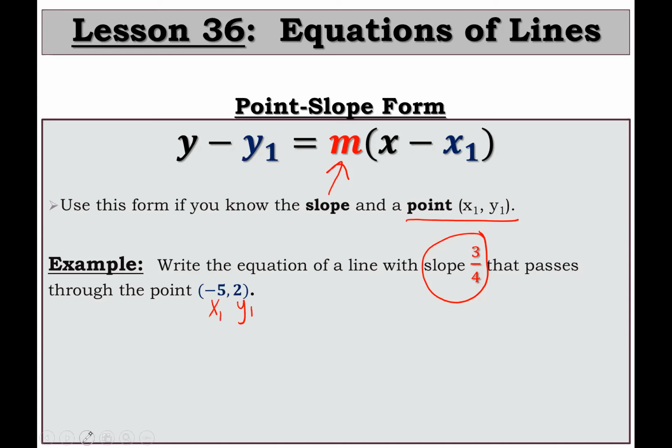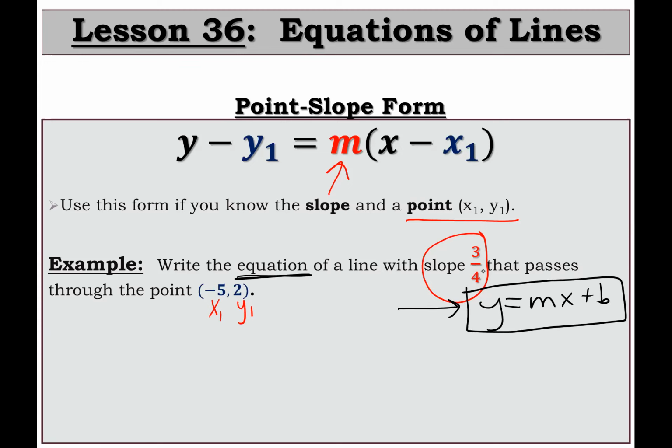Now we're going to plug in numbers for m as well as x1 and y1. x and y get left alone. And our final answer will be an equation of a line. I didn't make it clear in the instructions here, but generally our final answer will be y equals mx plus b. We tend to want to end up with slope-intercept form by the time we're done, so we will eventually be solving for y.